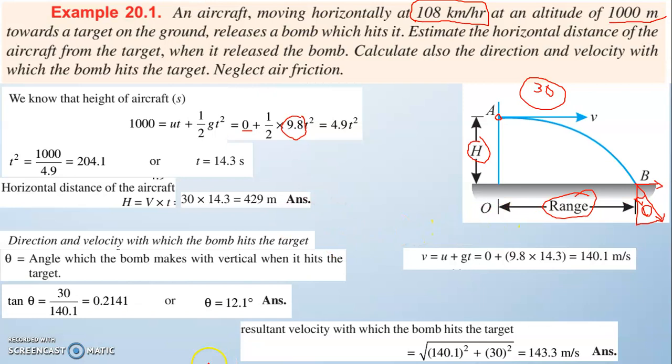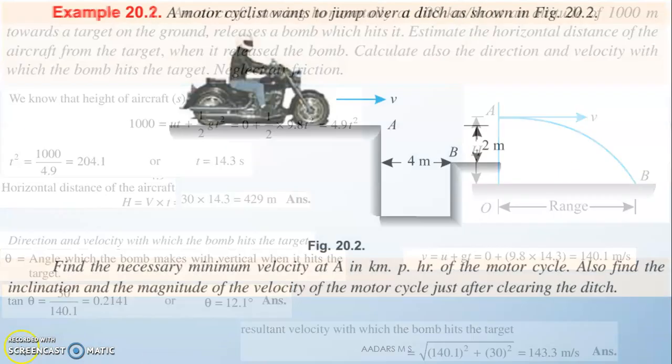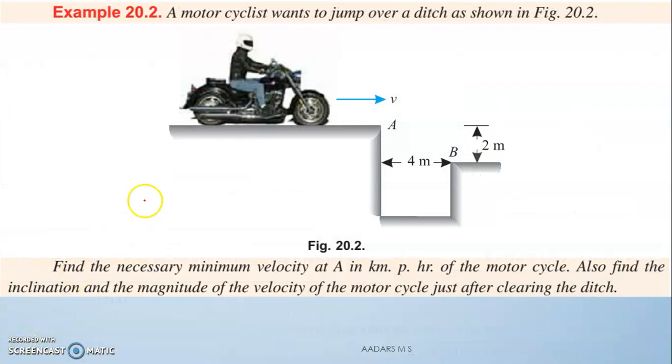Okay, we will go to the next problem. Here you can see a motorcyclist jumping from a height of 2 meter and crossing a channel 4 meter wide. We are asked to find the necessary minimum velocity. What should be the velocity of the motorbike to cover a distance of 4 meter?